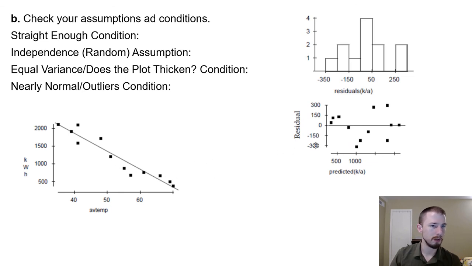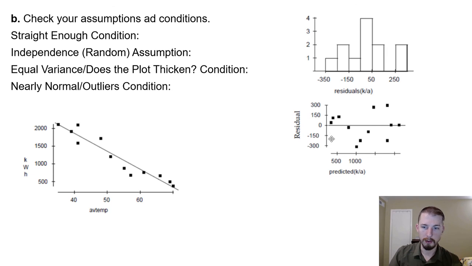Independence, random assumptions, so they should be independent of each other. It doesn't look like we have any patterns in the residuals, no fan behavior. It's not like it's changing, becoming less or more variation across any value of x. So that should be fine. Equal variance is a plot thickened, so no, it doesn't look like we have fan behavior here. It looks like it's pretty consistent across the board.